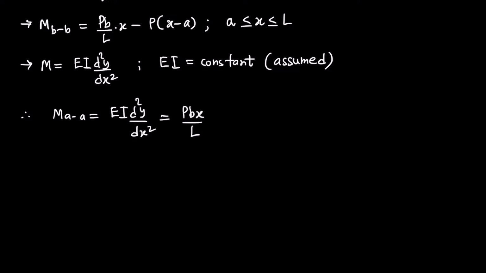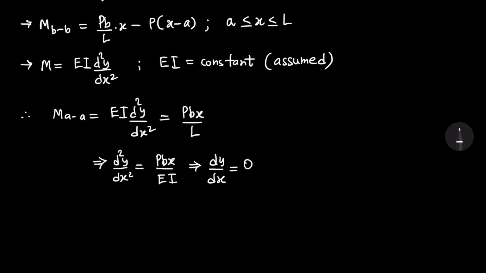So therefore this implies d2y by dx2 is equal to PBx by EIL. So let us now integrate this. So this implies dy by dx, and dy by dx becomes the slope theta. Slope theta will be equal to PBx square by 2EIL plus constant C1.